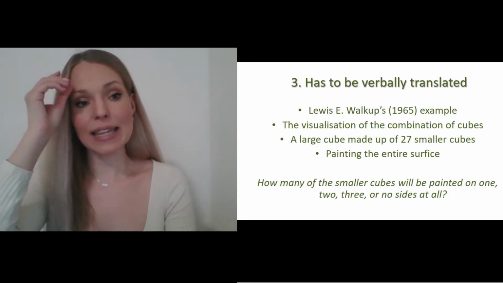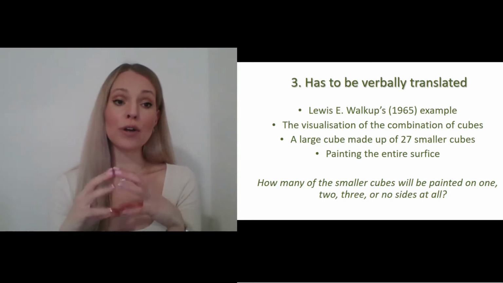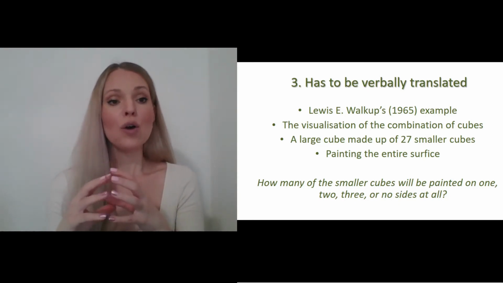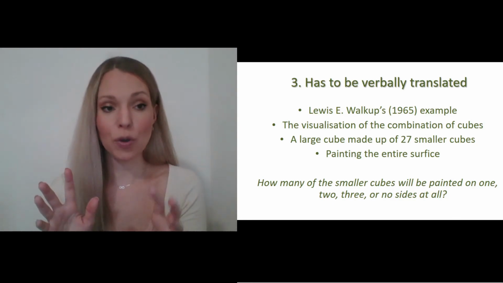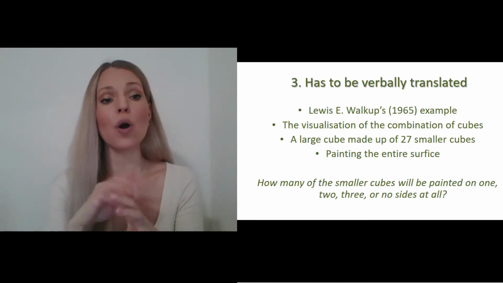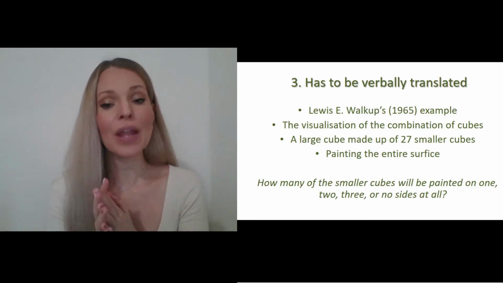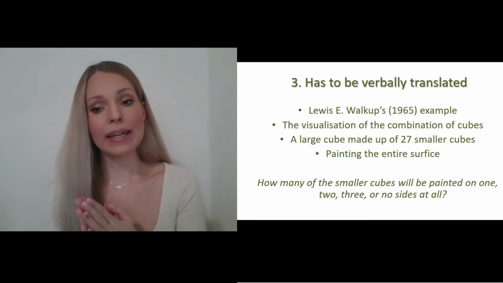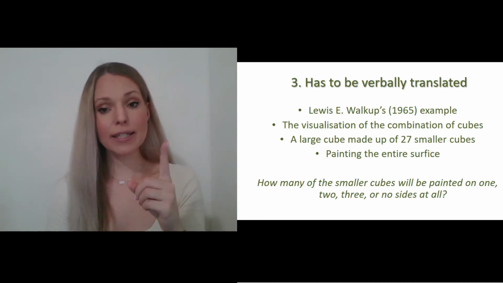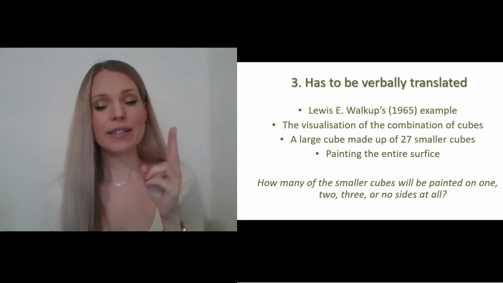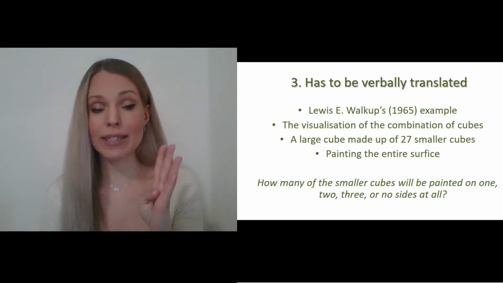Okay, and it said that let's imagine that the whole of our Rubik's cube, let's call it that way, we want to paint the entire surface some color, let's say red. Okay, we want to paint the whole thing red. And it's asking how many of the smaller cubes will be painted on one side, two sides, or three sides, or no sides at all.